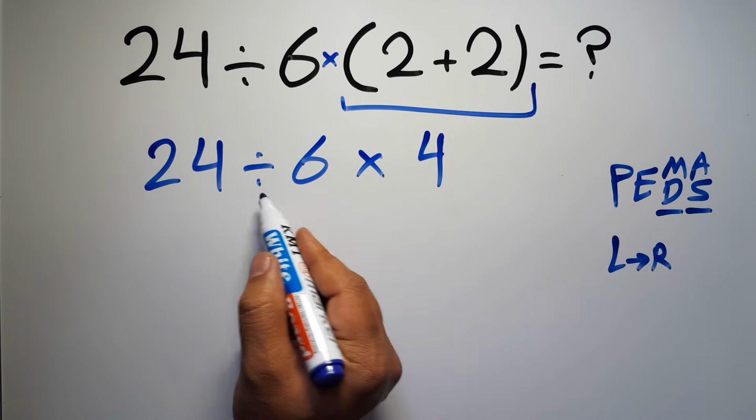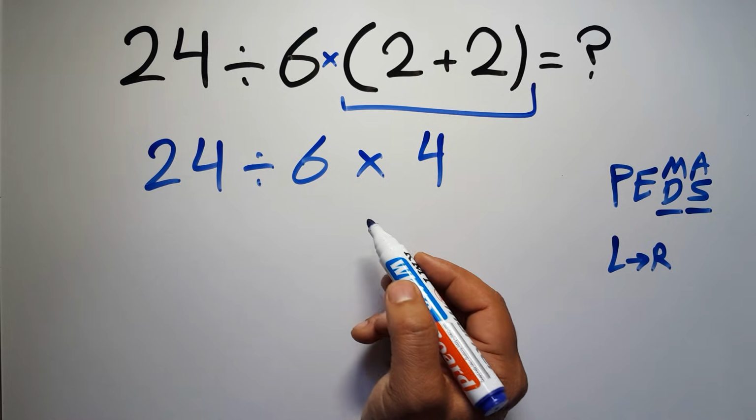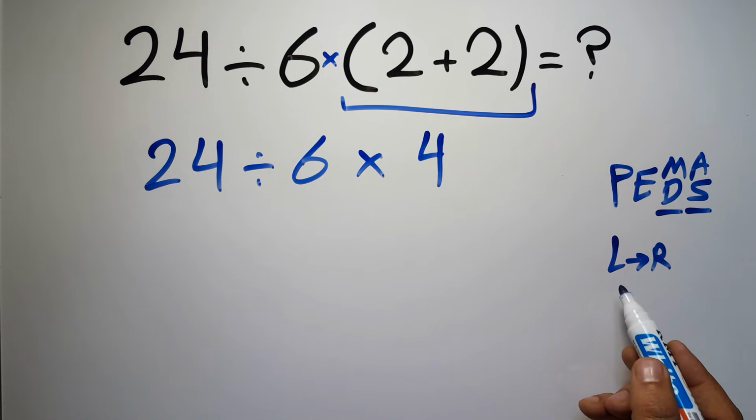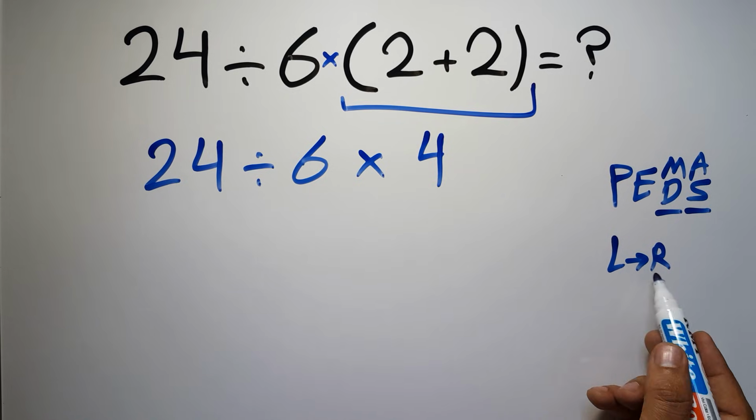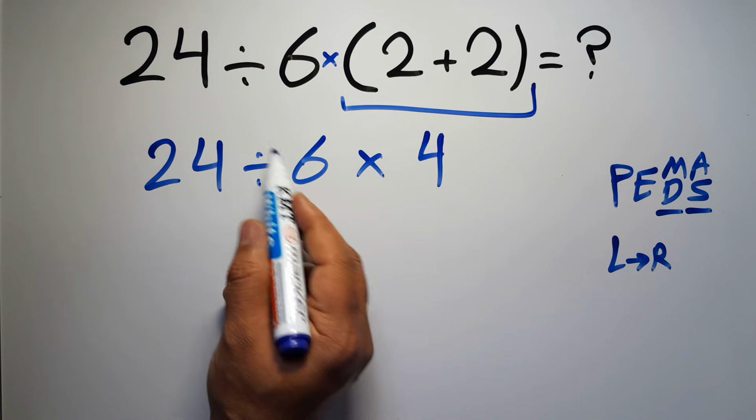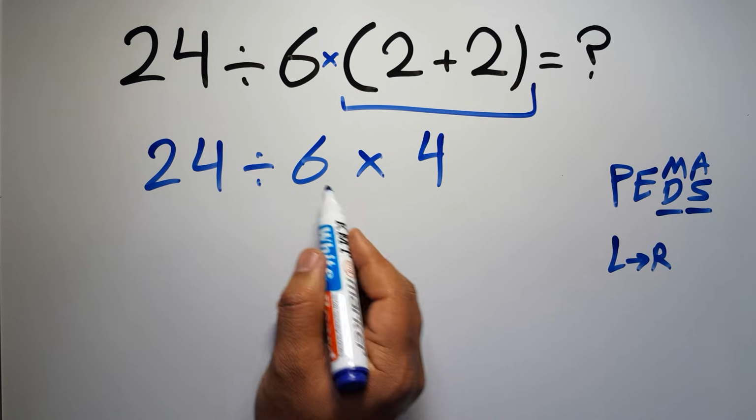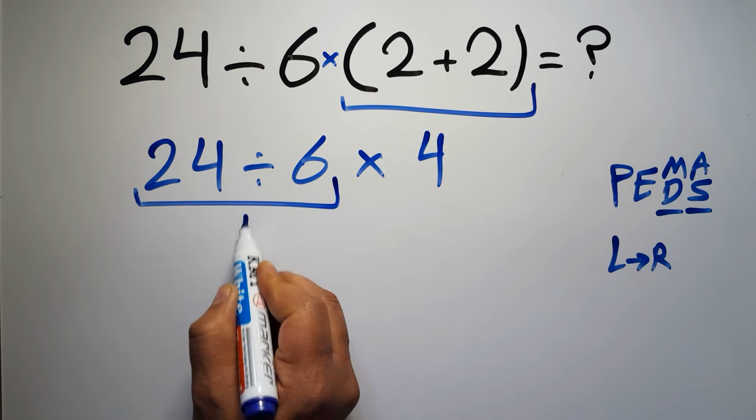Now we have one division and one multiplication. As I said, multiplication and division have equal priority and we have to work from left to right. So here first we have to do this division. 24 divided by 6 gives us 4.